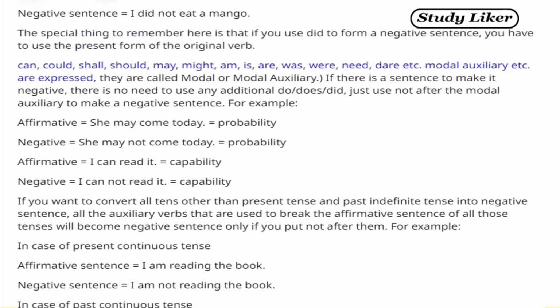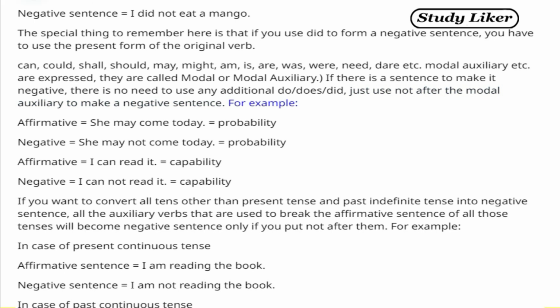Can, could, shall, should, may, might, am, is, are, was, were, need, dare, etc. are called modal or modal auxiliary verbs. If a sentence has one, to make it negative there is no need to use any additional do, does, or did. Just use not after the modal auxiliary to make a negative sentence.